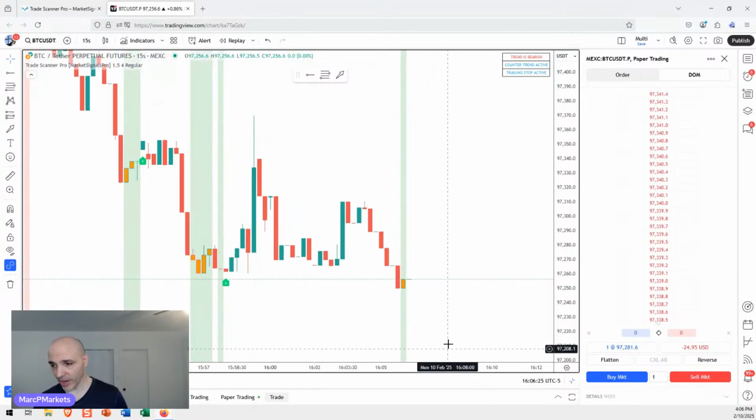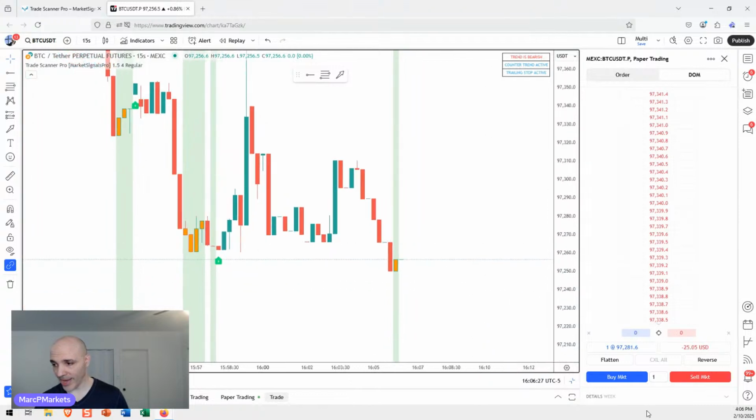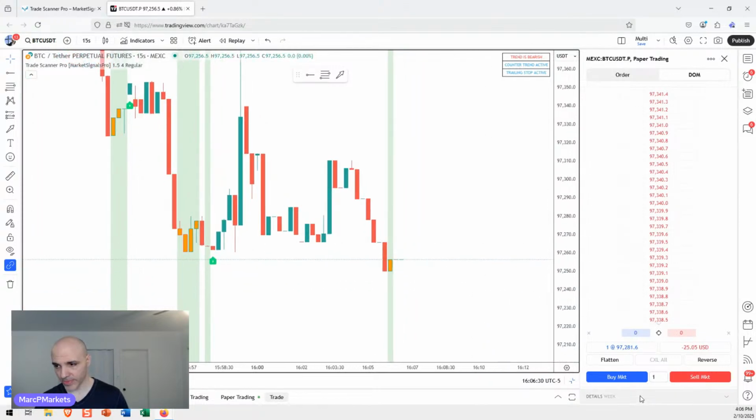If I get a signal here, which is very likely, I'll try to add. Let's see. In the next candle or two, I should get a signal based on the heads up. All right, so you see how this works?